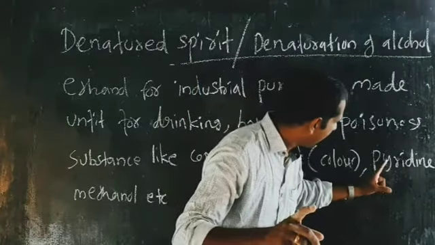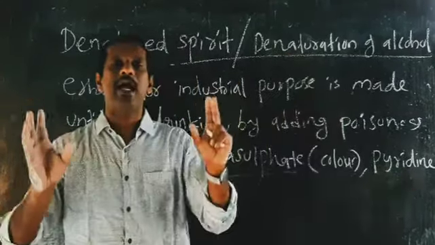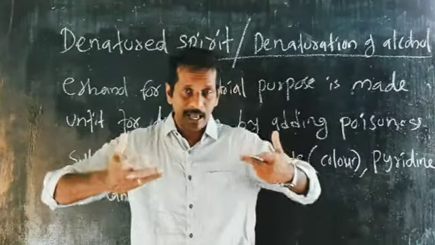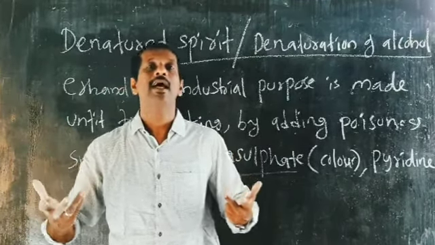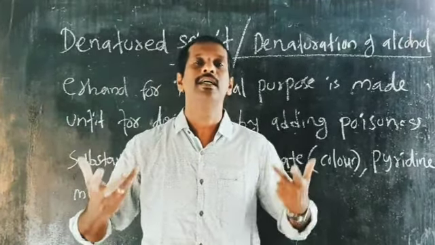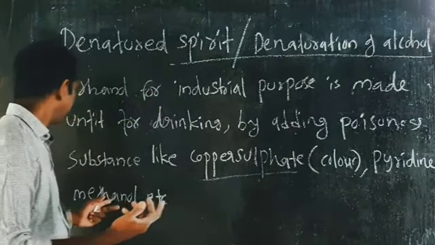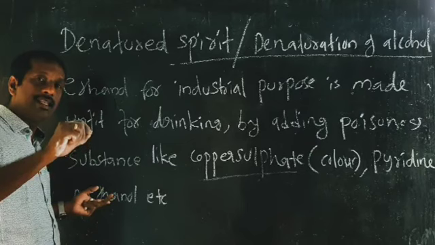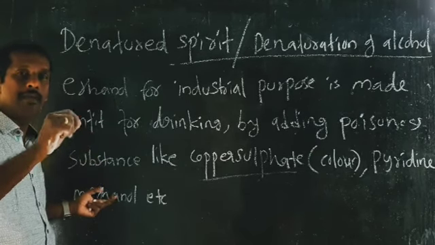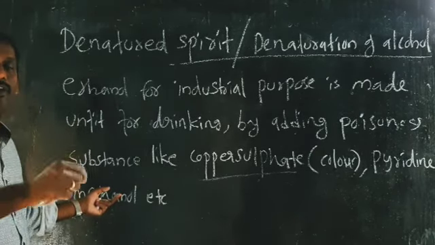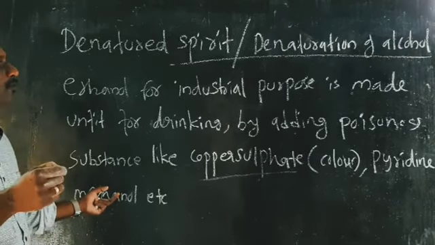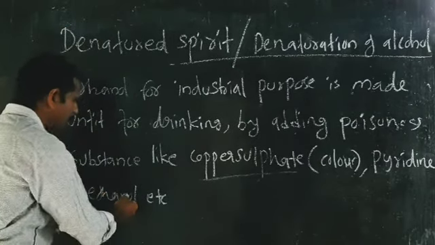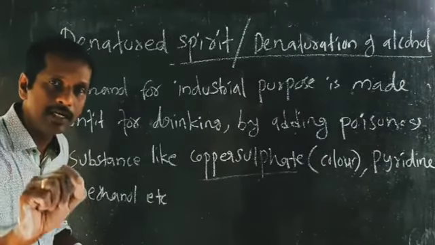Similarly, we add pyridine. When we add pyridine to ethanol, the ethanol will have a foul smell. If that foul smell is there, we know that this alcohol is denatured with pyridine. And similarly, we add another alcohol, methanol. Methanol is poisonous, and in this way we make the ethanol unfit for drinking. This is what is called denaturation of alcohol, and such alcohol is known as denatured spirit.